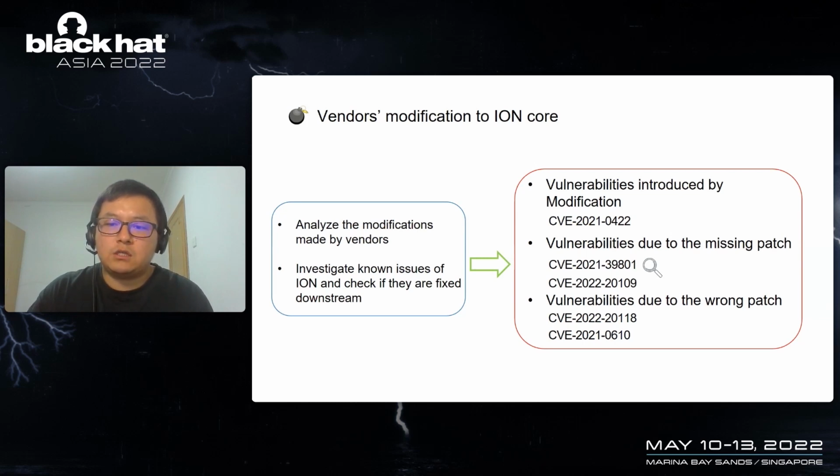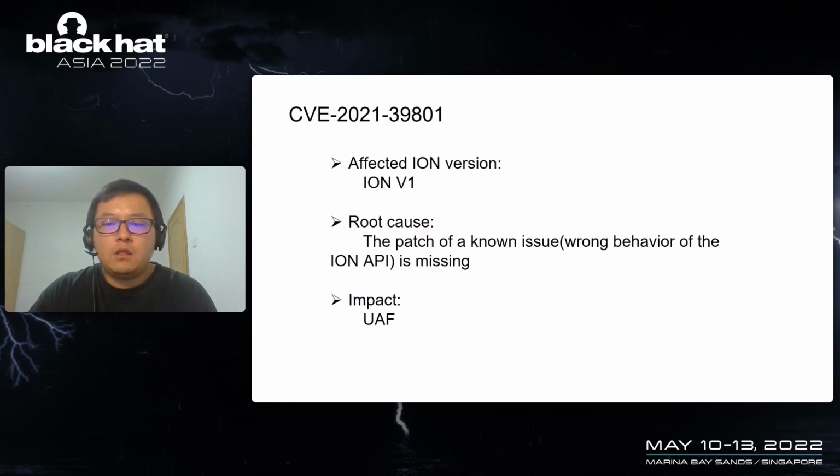Let's have a look at the CVE-2021-39801 to understand how the vulnerabilities get introduced because of the missing patch. This vulnerability affects a vendor's devices with ION version 1. The root cause of it is that the patch of a known issue is missing, and this results in a use after free issue.